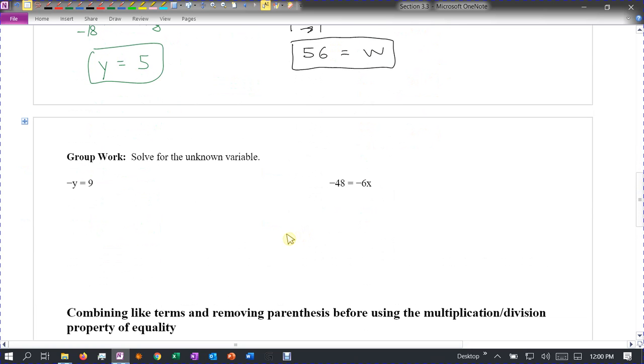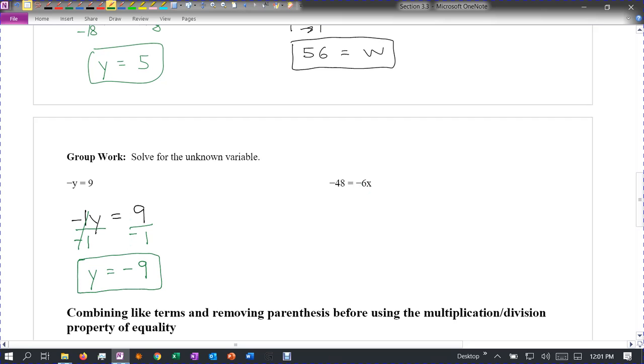Okay, this one's a little tricky. Negative y equals 9. So what we want is to try and get positive y equals something instead of negative y. So look at that negative in front as a negative 1, and let's go ahead and divide through by negative 1, and the negative over negative becomes positive, so we just get y, and on the other side positive 9 divided by negative 1 should give you negative 9. So that's how we get rid of a negative sign in front of our variable. We just divide both sides by negative 1.